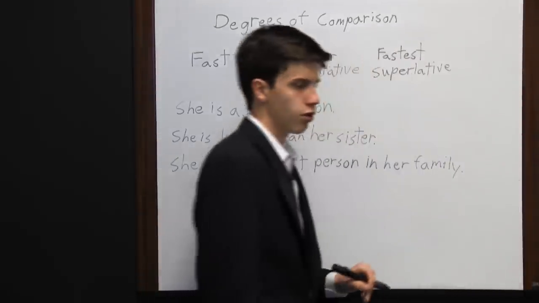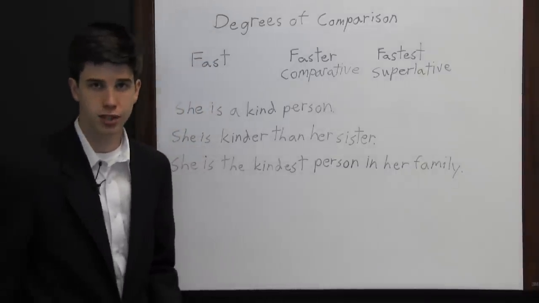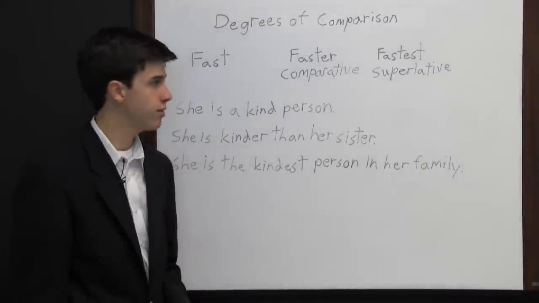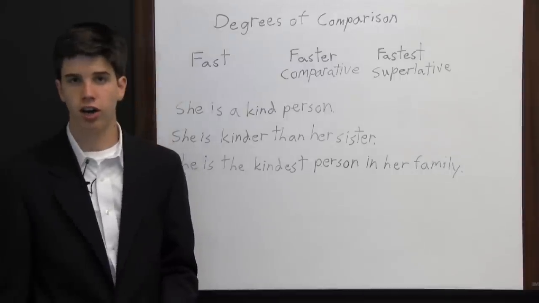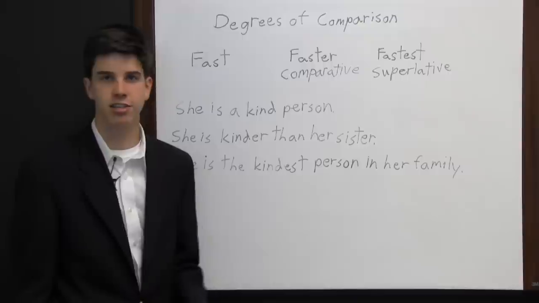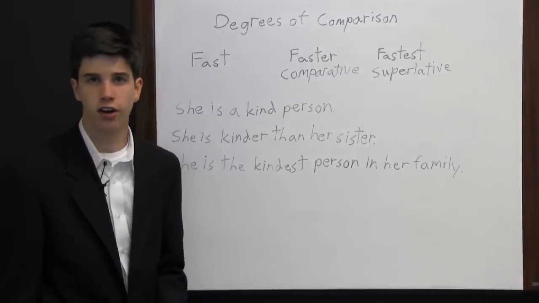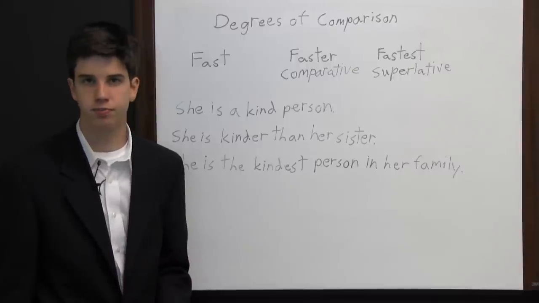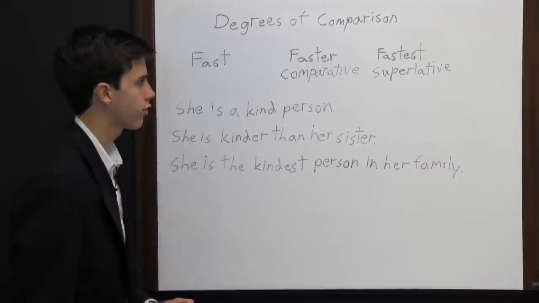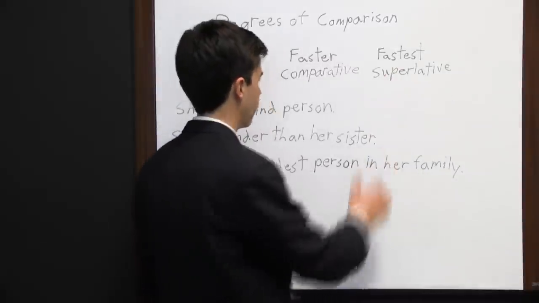The superlative form is used when you're comparing three or more objects or people. So you could say Jim is the fastest runner on his track team, because there are many athletes on his track team and he's the fastest. Or you could say this is the fastest car that this dealership sells. It's used when you're comparing three or more things. So remember, that's called the superlative form.